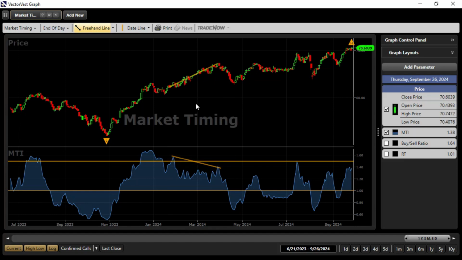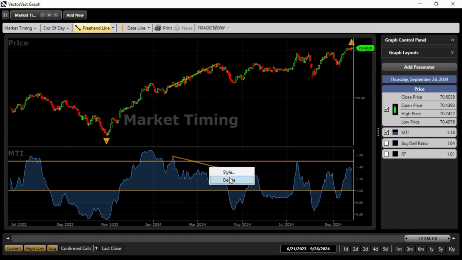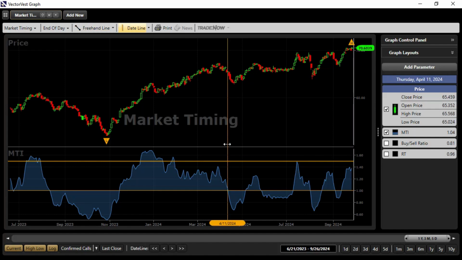And what was happening is that the MTI was picking up the fact that there were fewer and fewer buy-rated stocks in the VectorVest database, stocks that were in uptrends. The market was focusing here on the Mag 7 while the broader market was struggling to keep up. And so ultimately that focused market broke down, as focused markets do. And the MTI broke down and crossed below 1.